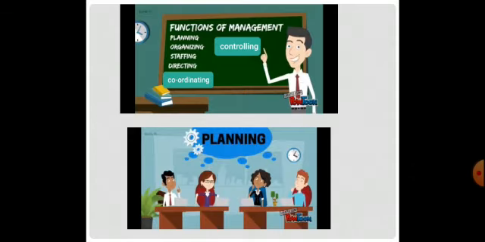The first function of management is planning. The basic function of management is planning. Then comes organizing, then comes staffing, then directing, followed by coordinating and controlling. So now let us see what is planning.